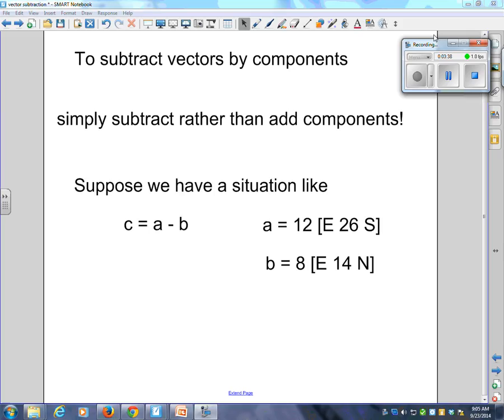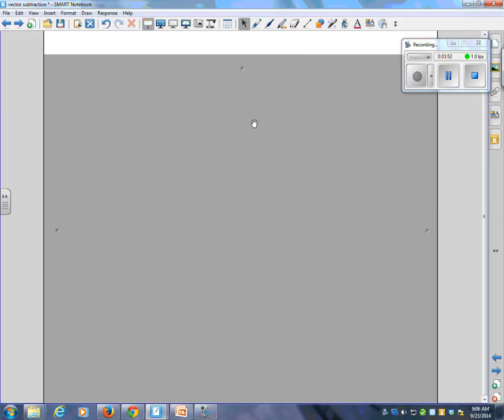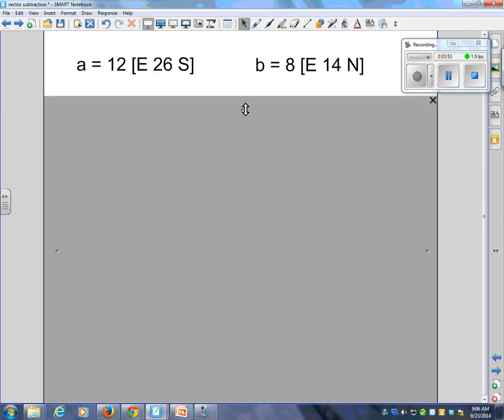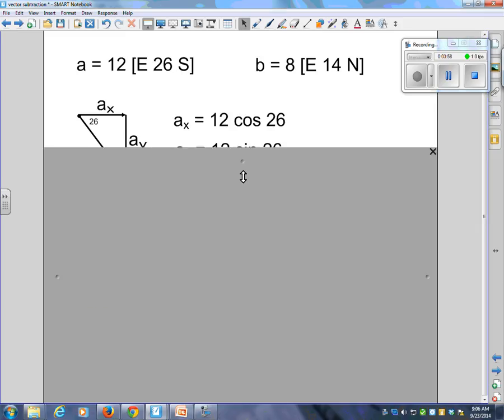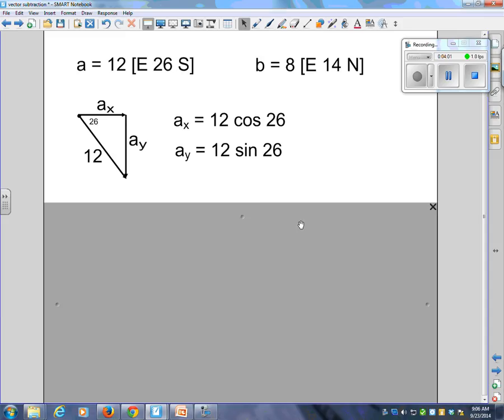Let's do a real simple, completely generic, non-situational vector subtraction question. Suppose we've got a situation like this, and I'll give you a second to jot down those numbers. All right, so let's have a look here and see what happens. I've got A, I'm supposed to go A minus B, right? So A is that, and B is that. If you've got it on your paper, you don't need to write it down again. Break A again into X and Y components. So A is 12 whatevers at east 26 south. East, 26 degrees to the south.